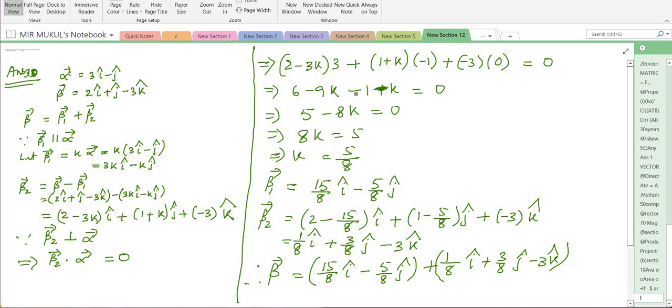So here this is minus 10. Sorry, one mistake we made. So here 10k equals 5, 5 by 10. So k equals 1 by 2. If k equals 1 by 2, then a little bit we have to change.